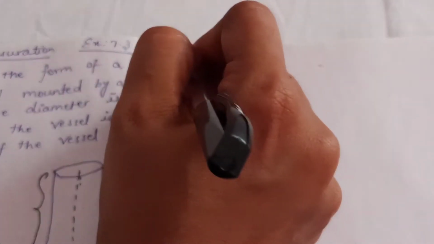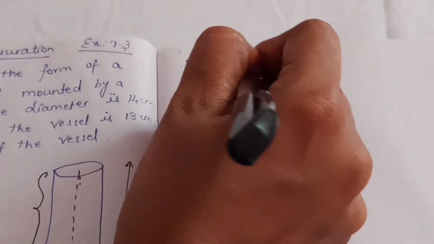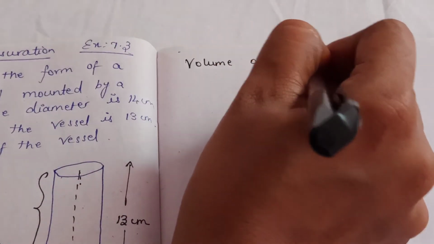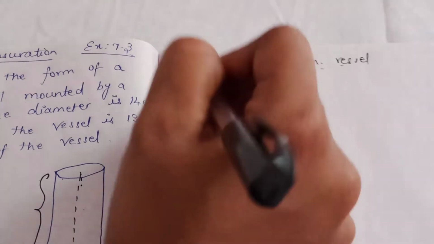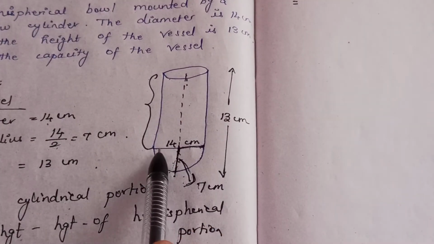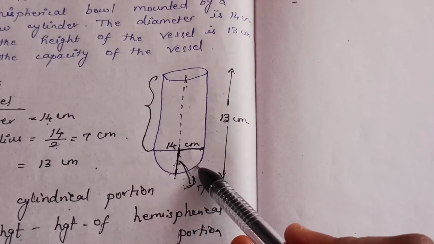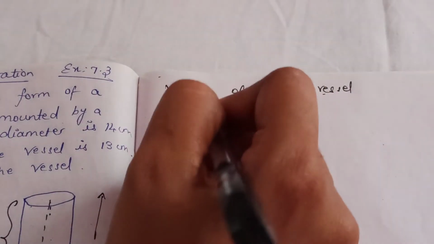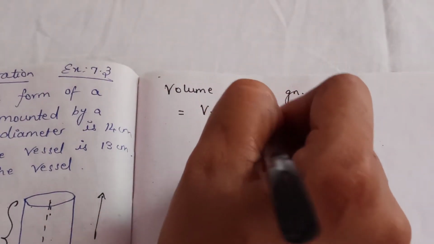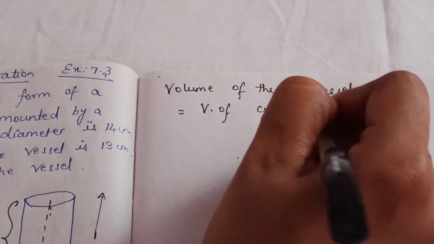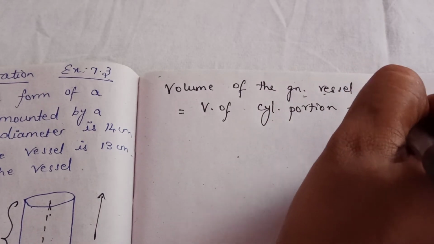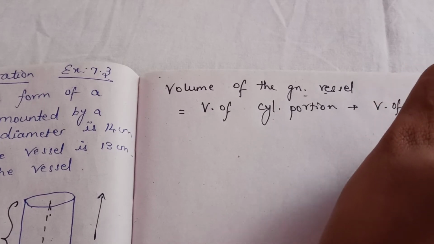So after finding this, we have to find the volume of the given vessel. As I said earlier, the volume of the given vessel includes a hemisphere and a cylinder. So we have to find the volume of two different portions separately and sum up the two. Therefore, the volume of the given vessel is the volume of the cylindrical portion plus the volume of the hemispherical portion.